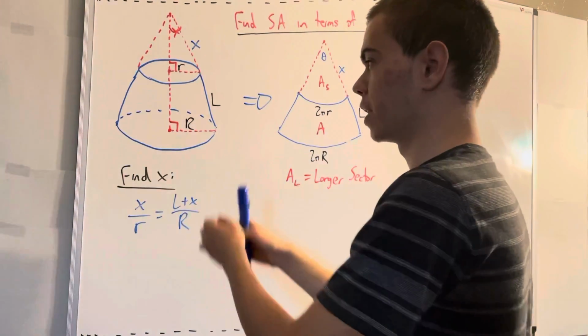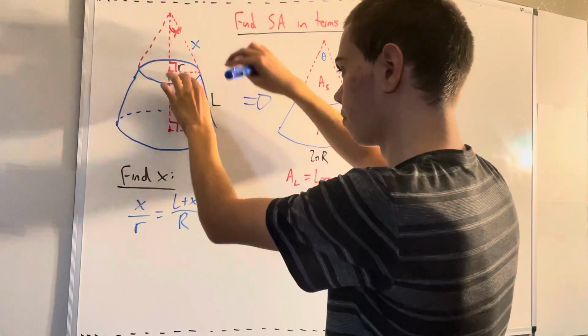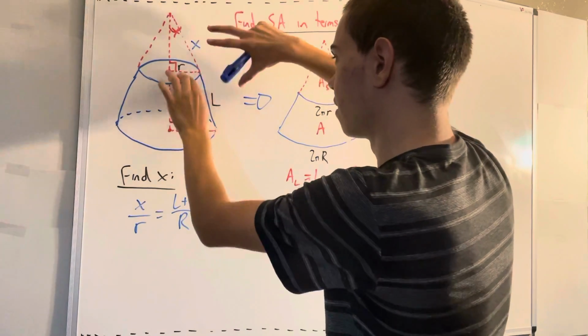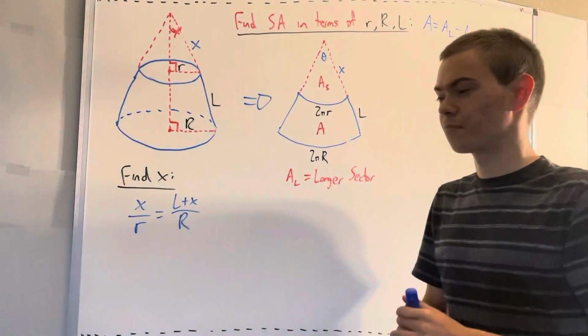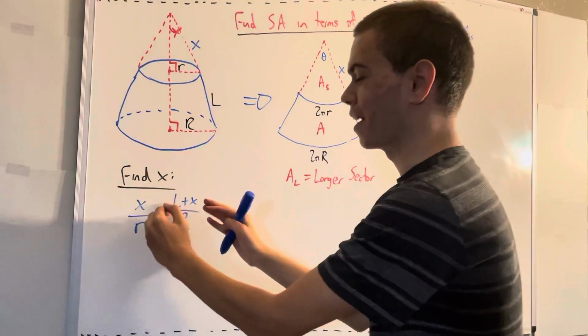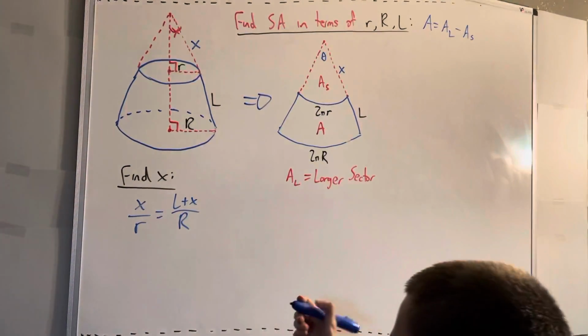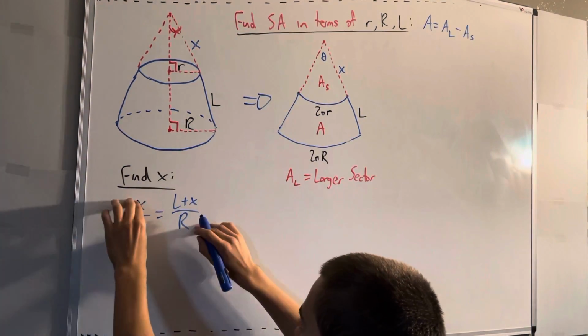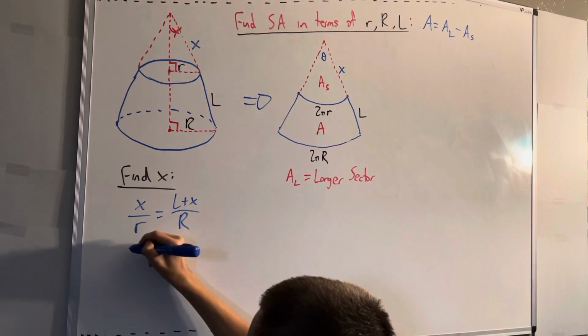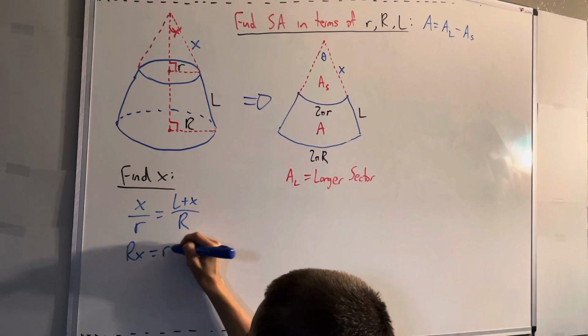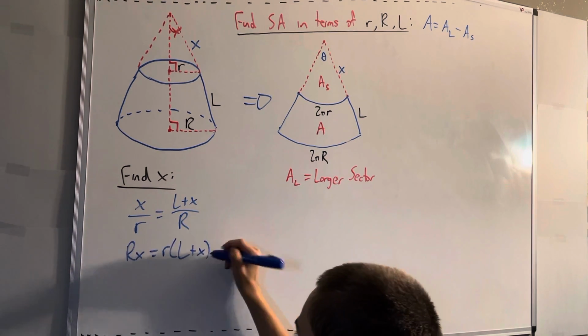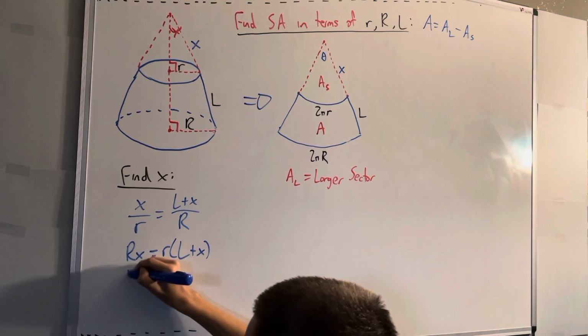And so this works because we know their side lengths are proportional to each other. And so all we have to do now is solve for x, and we have x in terms of r and l. So basically we should cross multiply first. So what we get, cross multiplying, is r x equals r times L plus x, expanding the right side.